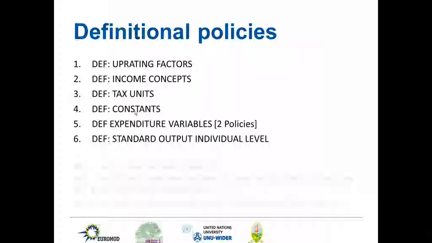Now, of these policies, 1 and 4 will need annual alteration. The uprating factors are factors that contain the values by which income within the input data set is uprated. So clearly, because of inflation, these will go up on an annual basis. So that's 1. 4, the constants. The values in the constants, which I'll show you in a minute, are things like the annual tax exemption rates and so forth, and they do go up annually, and so they will need annual alteration.